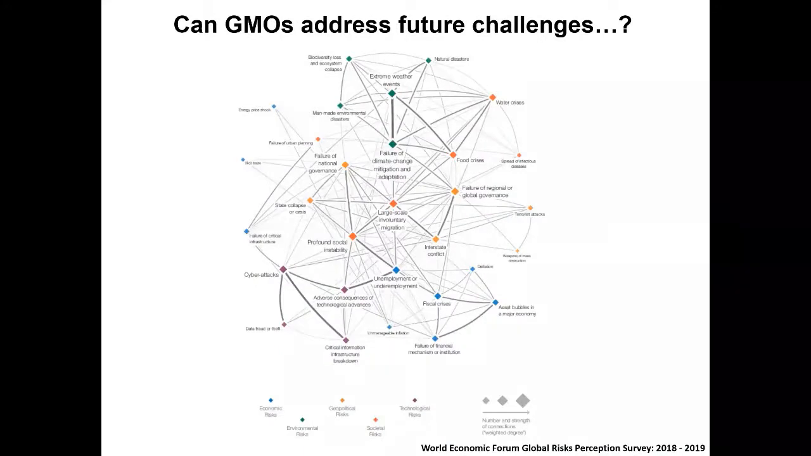Then we look at whether GMOs can address the future challenges, a very common question across lots of platforms. I took this from the World Economic Forum survey of 2018 and 2019. They have a new one of 2021, but it doesn't have this detailed map. I just want you to focus only on the green and mostly the red, which are the environmental risks and also the societal risks, because this is where a lot of literature always talks about GMOs being the potential saviors or uses in those areas.